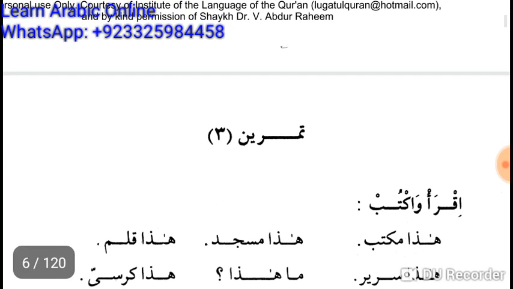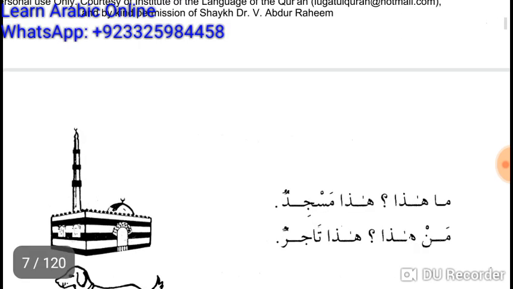Then we have Tamrinu Salis, the third exercise. Ikra Waktub, read and write. Ikra Waktub means read and write. He is asking you to read and write all these sentences, okay? First you will read all these sentences and tell me the meaning of all of them, then after the class you will write all these sentences. It is up to you whether you write it on your mobile or on paper, okay? After the class you have to write all these sentences. Okay, so now start reading.